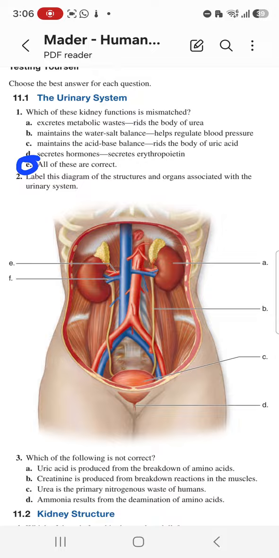Whenever in biology you have a blue structure, it's a vein, and when you have a red structure, it's an artery. Question number 3, which of the following is not correct?